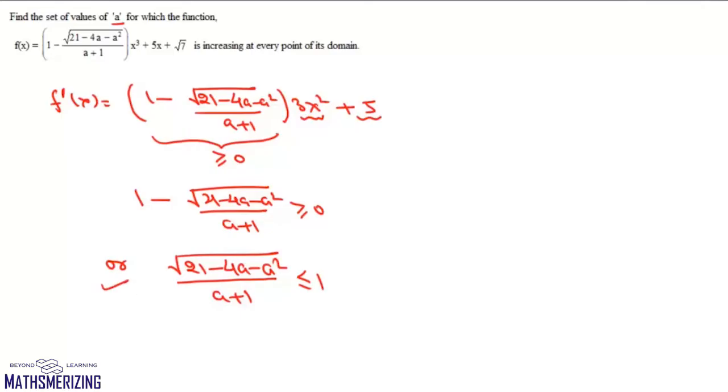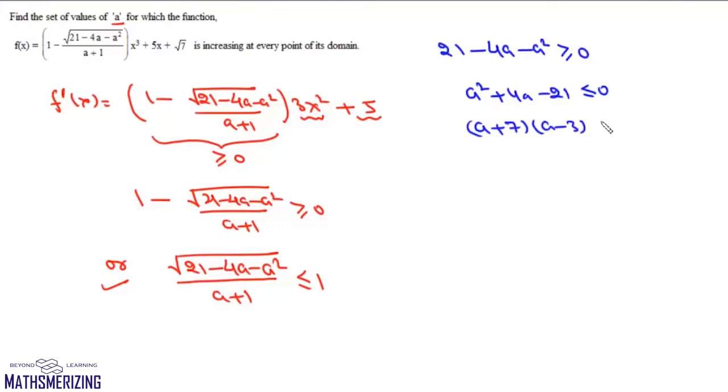Now first we'll find its domain. Its domain is 21 minus 4a minus a square. It should be greater than or equal to 0, or a square plus 4a minus 21 is less than or equal to 0, which is (a plus 7)(a minus 3) is less than or equal to 0. That is, the value of a should lie between minus 7 and 3, and also a cannot take the value minus 1. So this is the restriction of domain.